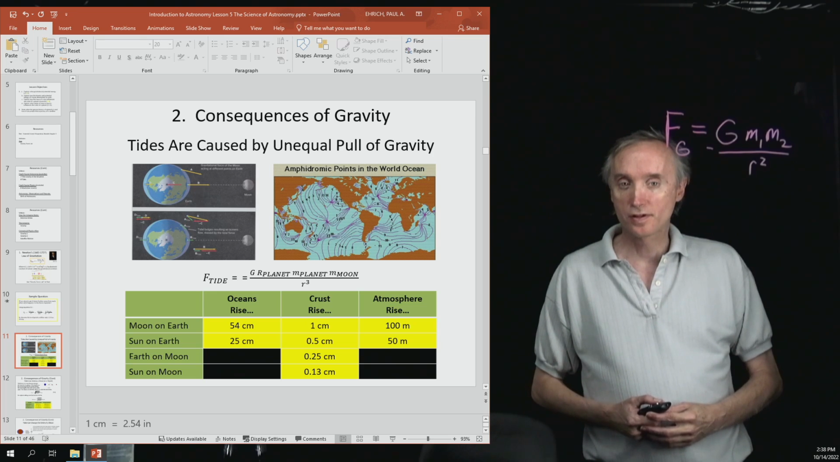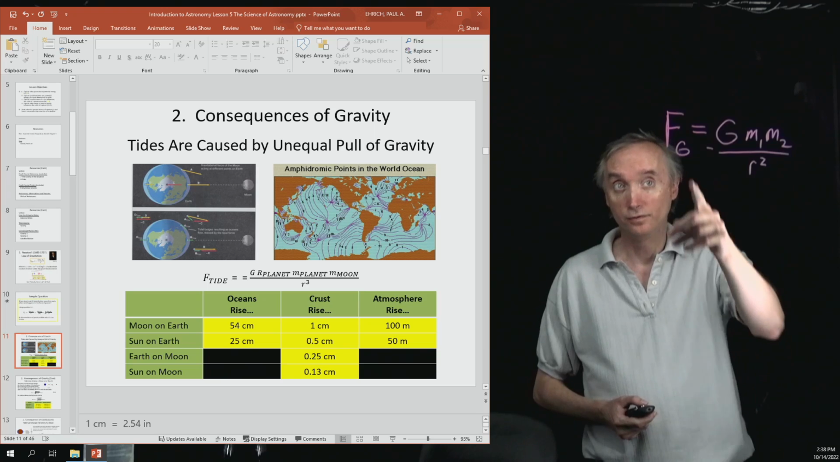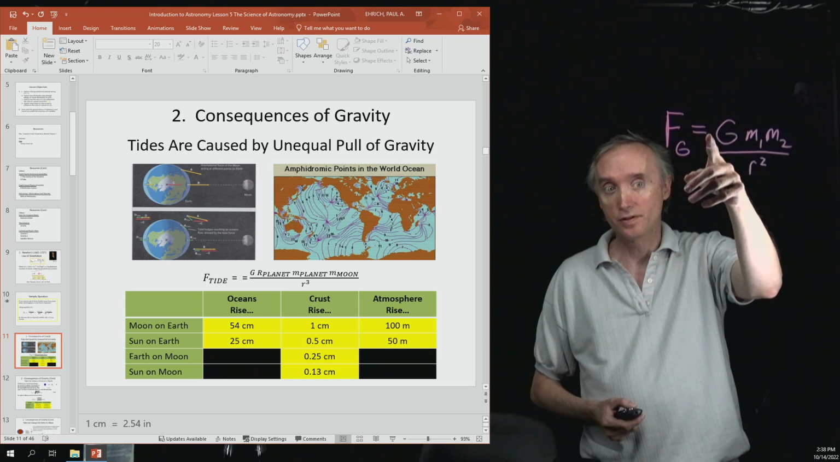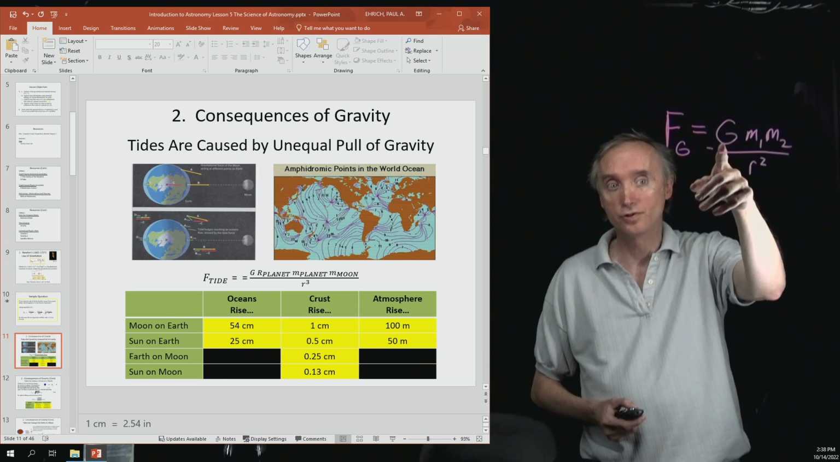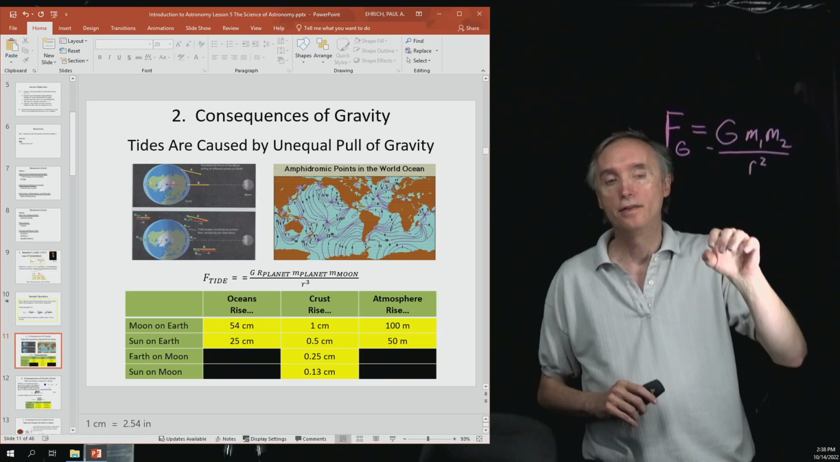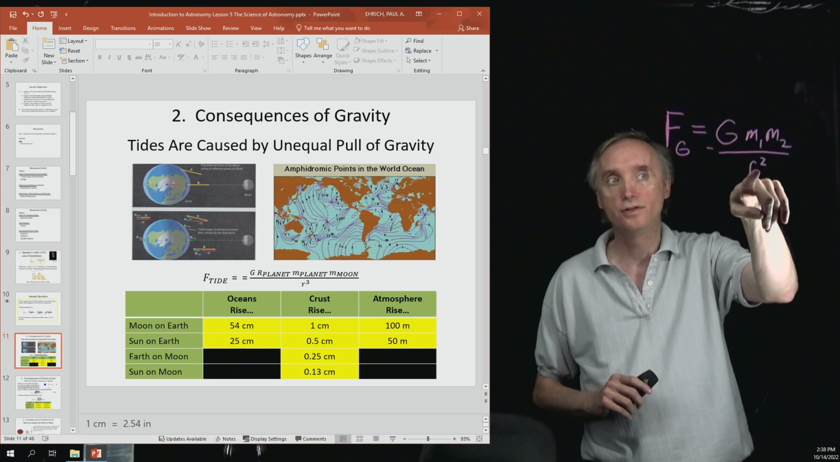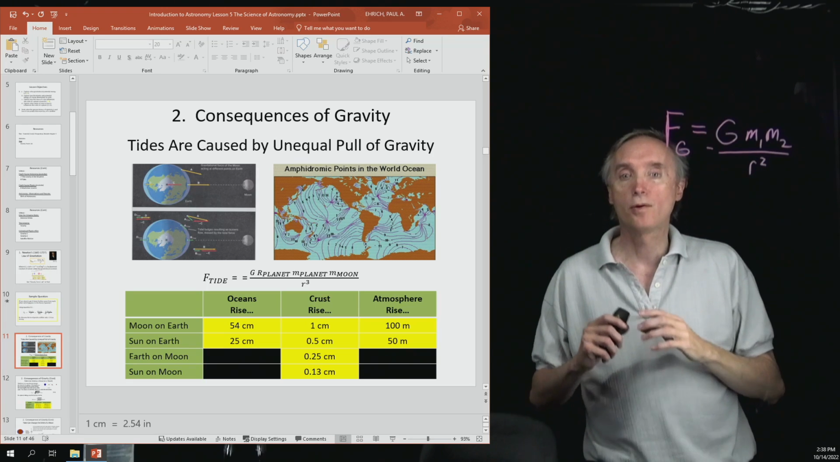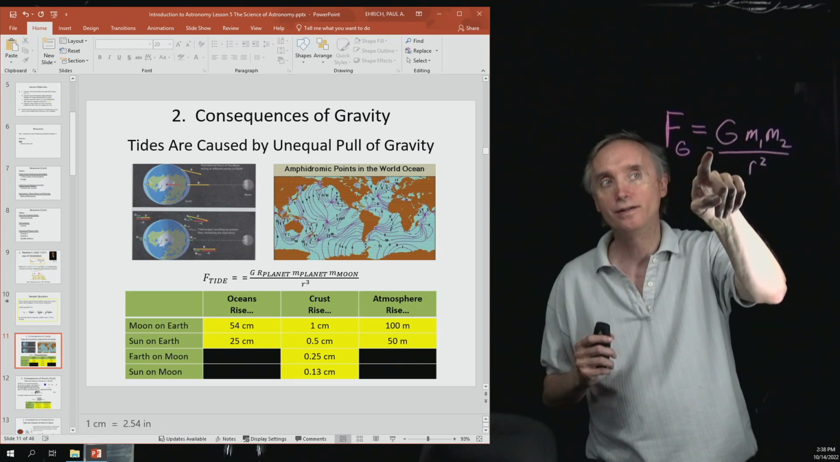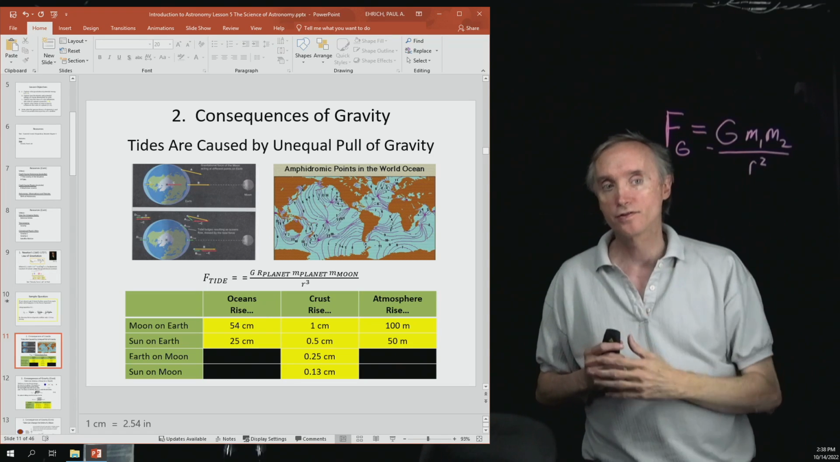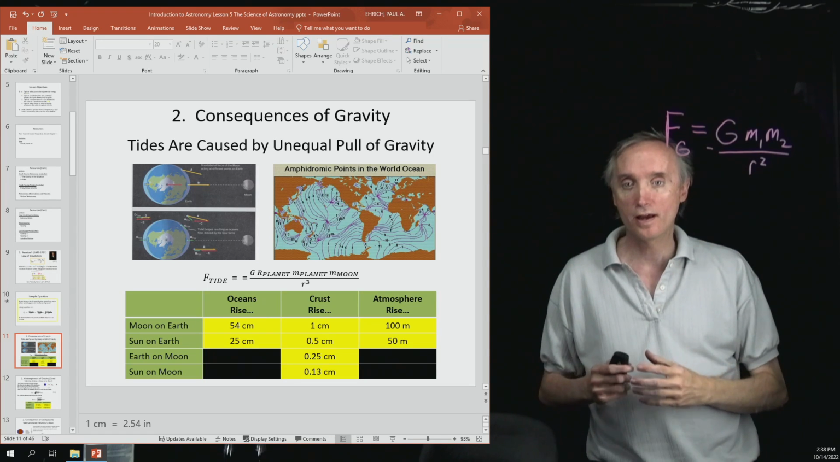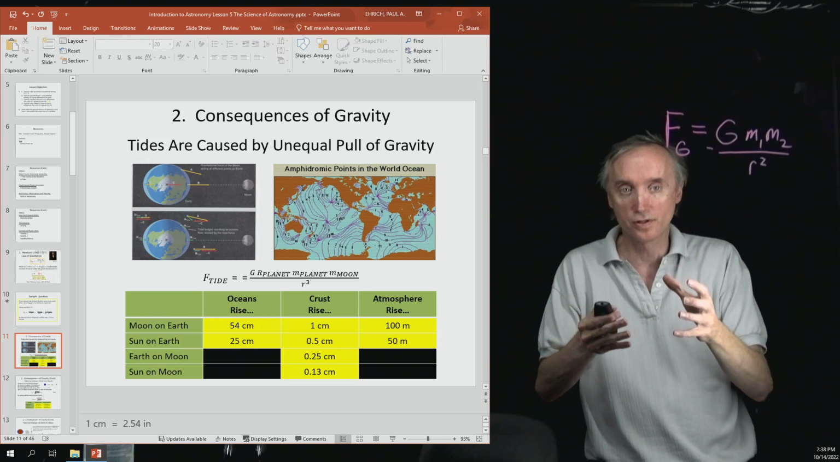So in our previous segment we found that the force of gravity is equal to a constant, which you don't need to worry about, multiplied by the mass of object 1 times object 2 and then divided by r squared. And I want you to notice it's got a minus sign in front, and what that means is that gravity always pulls in.